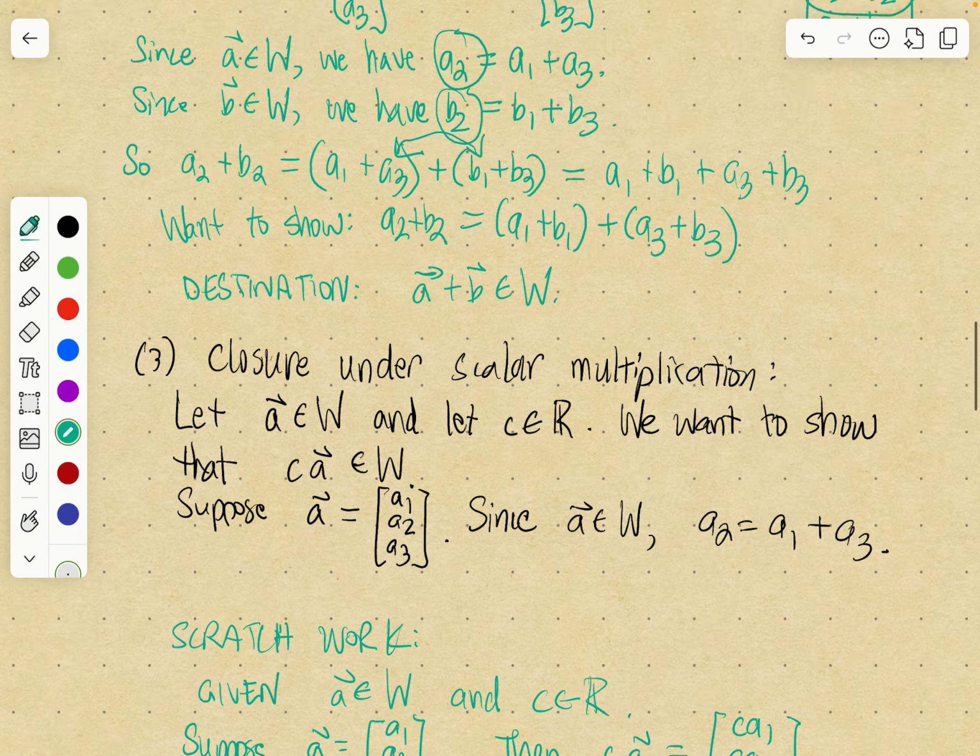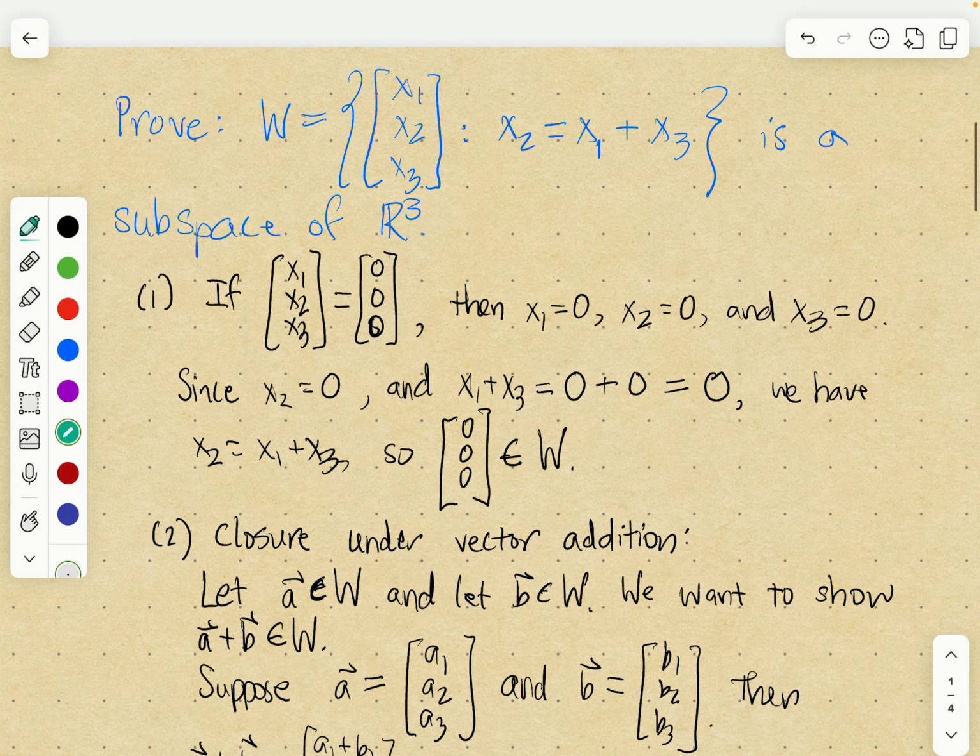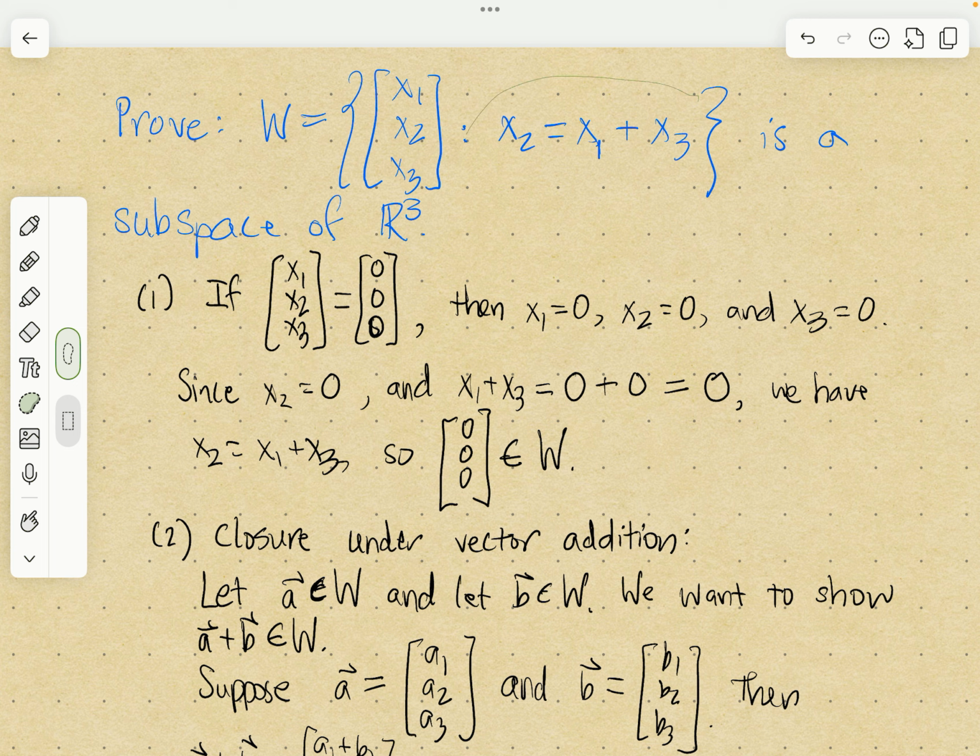And recall again, just in case you don't remember, that W consists of the set of vectors with the property that the second component is equal to the first component plus the third component. So don't get thrown off by the letters and the symbols. What the names of these components are isn't important. It's just saying that the second component is the sum of the first component and the third component. That's how you want to interpret what this set is saying. Okay.